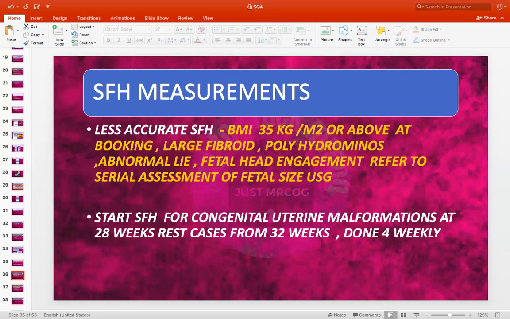So we always offer serial assessment of fetal size, and at 28 weeks only in case of congenital anomaly. In the rest of the cases, we offer it from 32 weeks, and we offer it every 4 weeks.